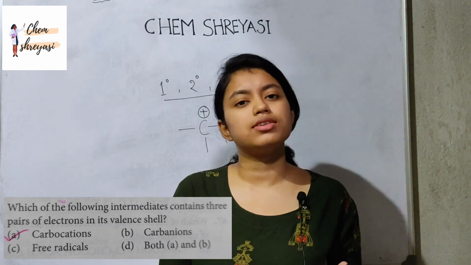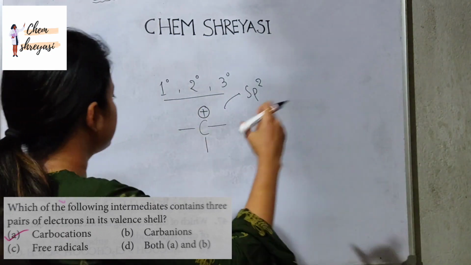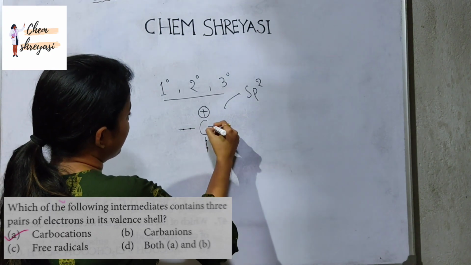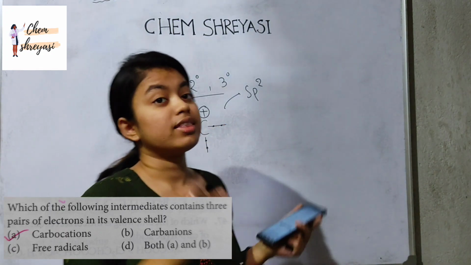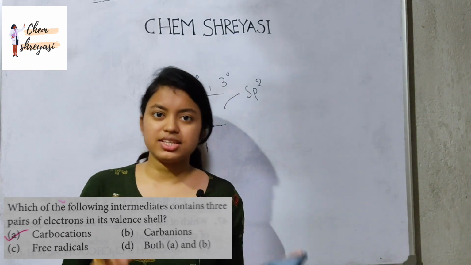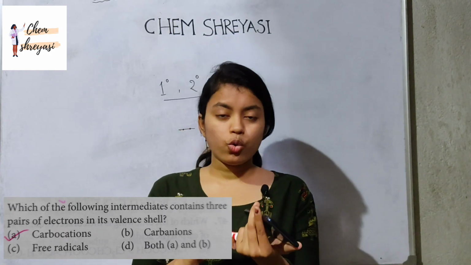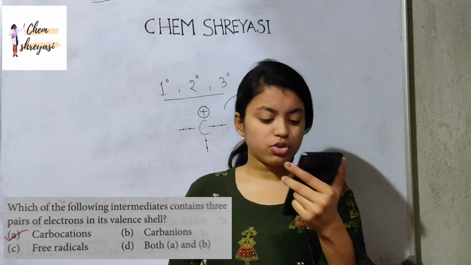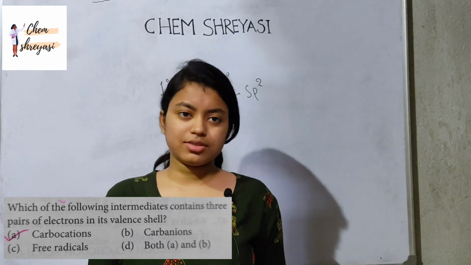So definitely the answer is carbocation, because this has 1, 2, 3, 4 and 5, 6. We all know that carbocation has a sextet type of configuration. So that's why in this question the right answer is option A, that is carbocations.